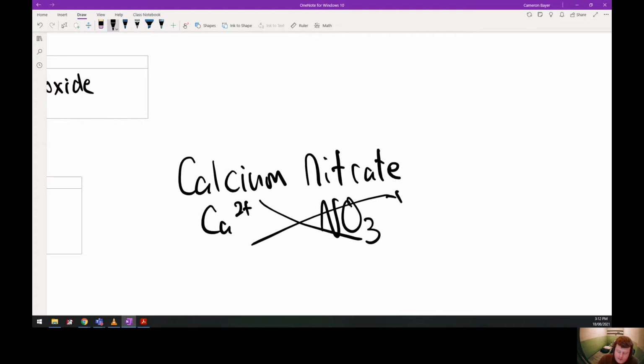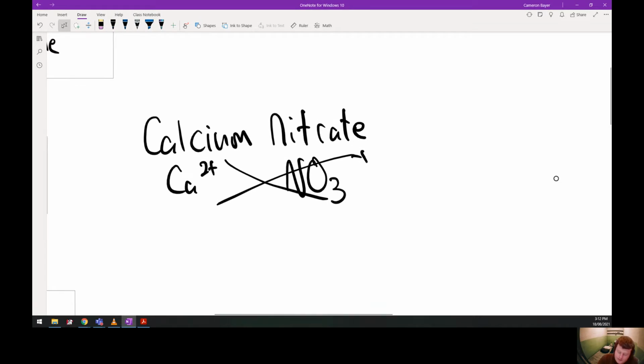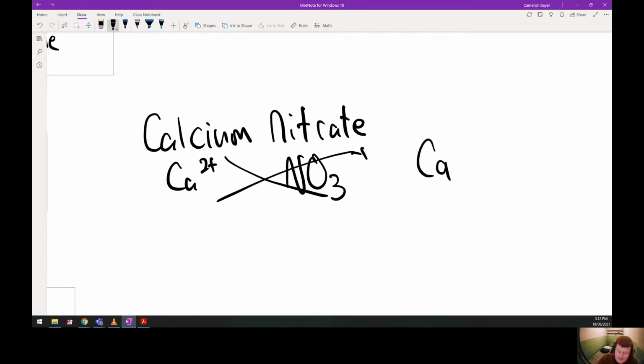So what we need to do is cross these over, but there's one important thing we need to do with the nitrate group. Okay, so really what we need to do is cross it over. Technically Ca has got a 1 here, but we don't write that. Remember that. But then we technically need to write 2 nitrate groups.